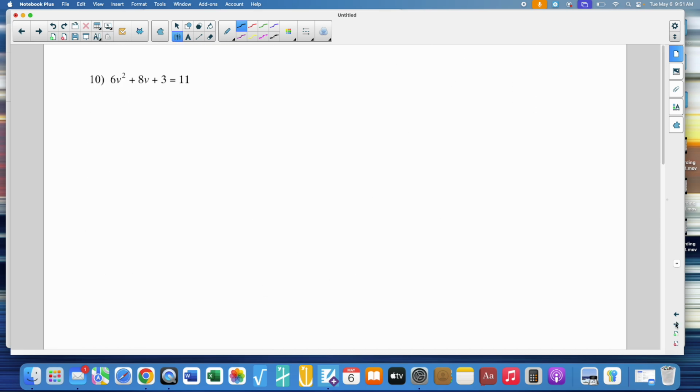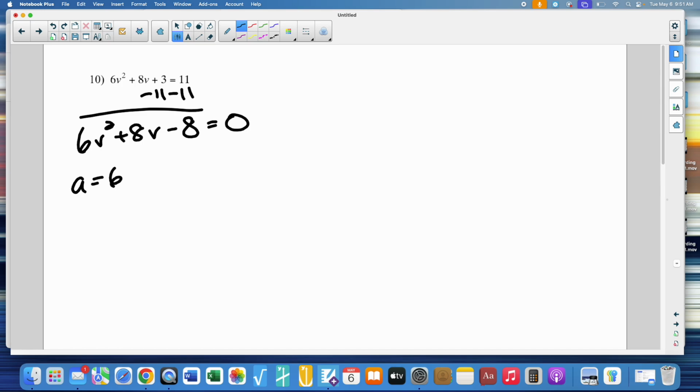Okay. Number 10, we have to set it equal to 0, so we're going to subtract. This is weird because we've been moving everything to the right. Now we're going to move everything to the left and set it equal to 0. So pay attention to that part. That's a little tricky. You get negative 8 equals 0. And my A value is 6. My B value is 8. My C value is negative 8.